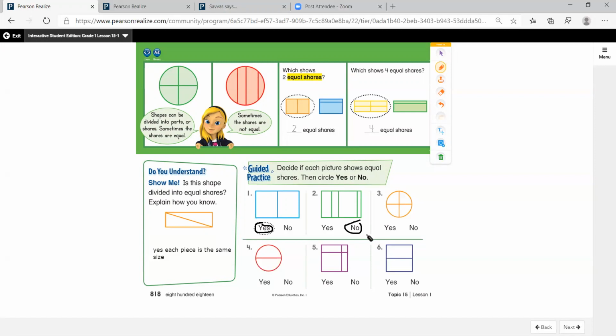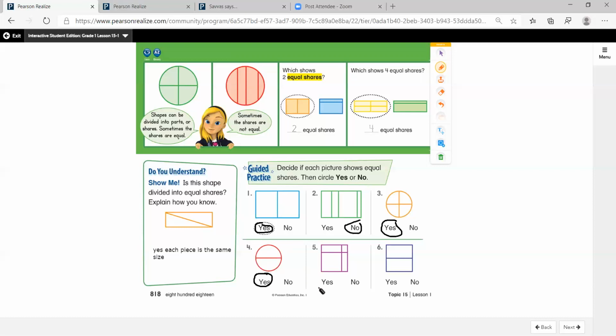Each of these pieces is a different size, so they are not equal shares. What do you think for number 3? Yes or no? You should circle yes. If we were to cut our circle into these 4 pieces, each piece or share would be the same size. Same with number 4. They've split their circle right down the middle, so the top and the bottom piece are the same size. They are equal.